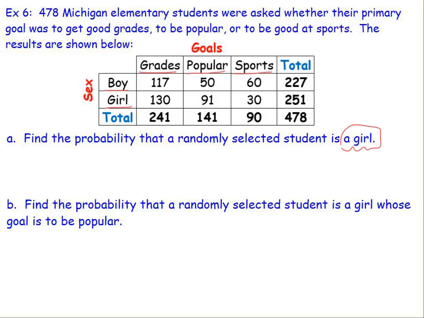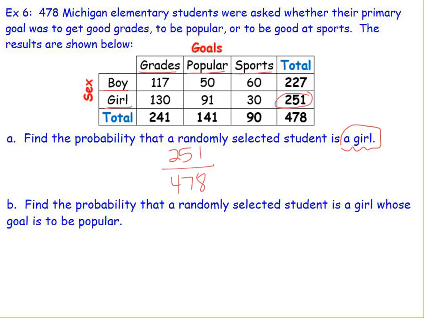Now, this is not a conditional probability. This is just from previous chapters. What's the probability that we selected a girl? Well, how many girls are there? Well, if we go all the way over, we have 251 girls out of how many students? Well, we know the overall total is 478. Now, can we reduce that? If you have one of my calculators, you can simply type in 251 divided by 478, math, enter, and it will show you that that is already reduced.